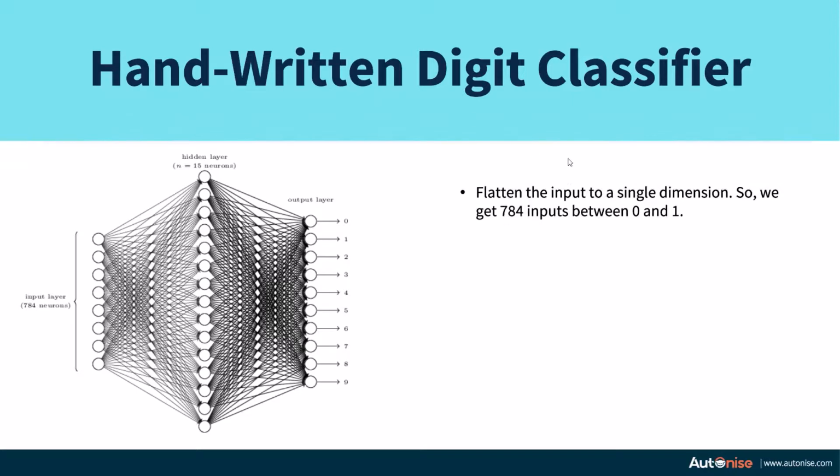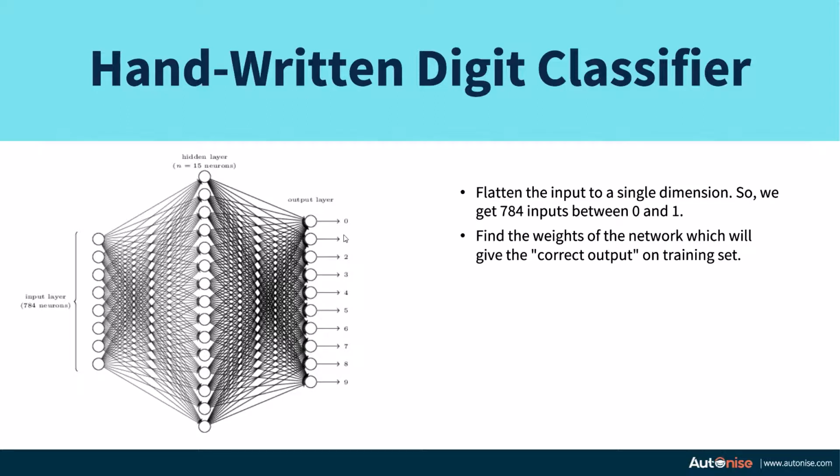How do we create the architecture for training this neural network? First of all, we have an image which has 28 rows and 28 columns. We flatten the input to have only one single dimension. So if you convert your 28 rows and 28 columns and flatten them, you will get a one-dimensional array of size 784. And each of the inputs will have a value between 0 and 1. So this is our input layer, which has 784 values corresponding to each image.